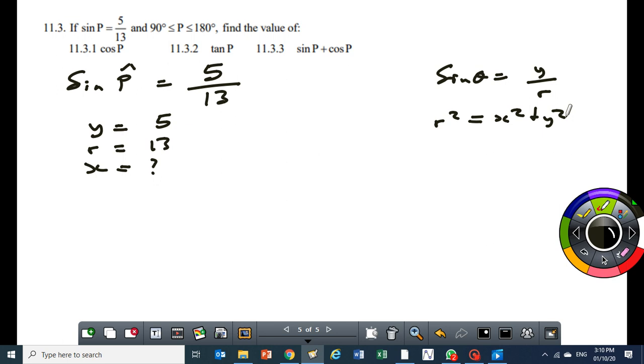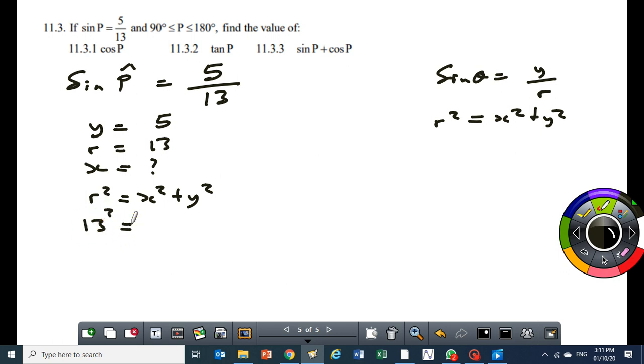Alright. So from here, I write my equation r squared equal to x squared plus y squared. When you are doing these questions, it's very important for you to know all three values, that is x, y, and r, before you start finding what cos p is, what tan p is, what sin p plus cos p are. Okay? You need to determine all three: x, y, and r, using the theorem of what? Pythagoras. So my r is 13, so that's 13 squared.